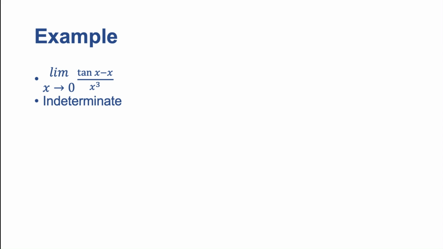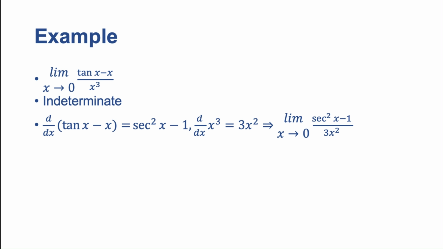Now what we will do is, of course, differentiate the functions. So if I differentiate tangent of x minus x, we're going to get secant squared of x minus 1. Of course, that requires that you know the derivative of the tangent of x and the derivative of minus x, of course, secant squared x minus 1. If I differentiate x cubed, that's a monomial that has the power reduction, and it goes to 3x squared.